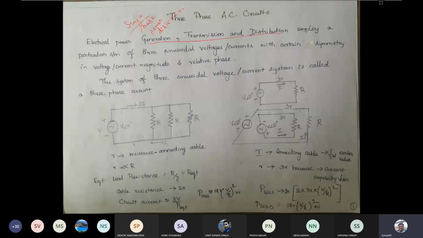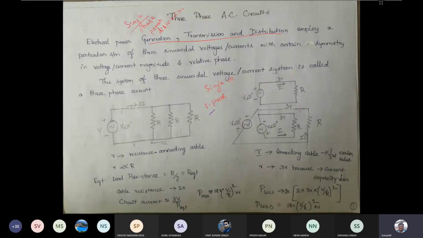So here what we are going to ask is why we moved from single phase to three phase. That is the first thing we need to ask ourselves. To justify why we need to go for three phase, we need certain basic theories to move from single phase to three phase.